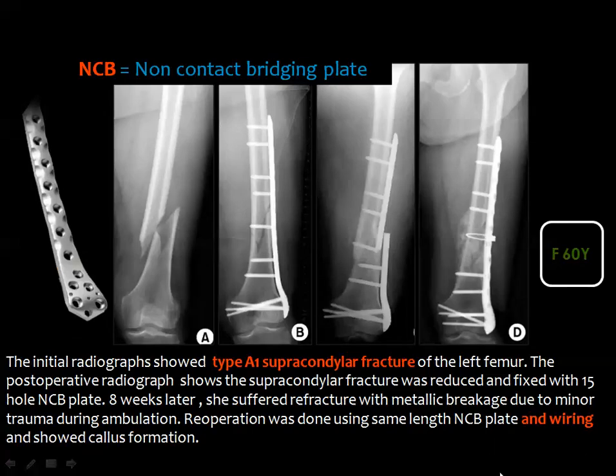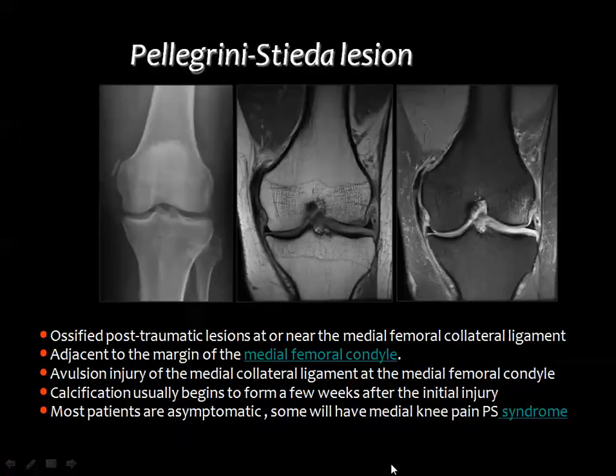And this is what is known as the non-contact bridging plate, which is one of the fixating devices for this type of fracture. You see, the fracture first was internally fixed by this plate and the screws. Then the plate has been broken and it's replaced by this one, also with addition of some wires, and you get an appreciable callus formation around the fracture fragment.